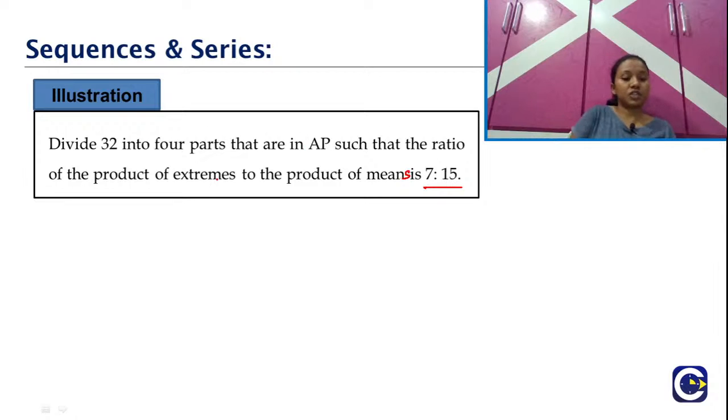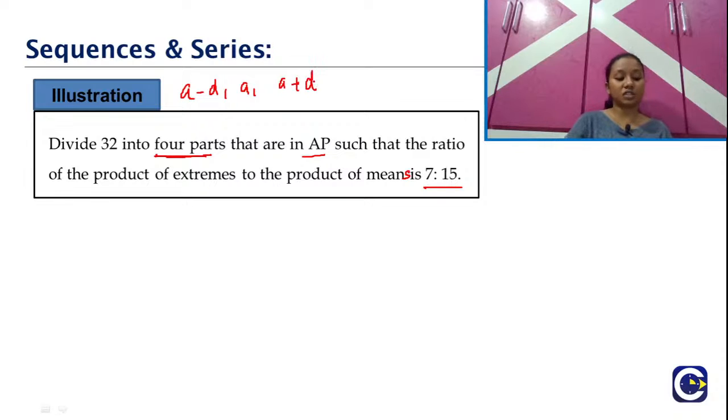So let's read the question. Divide 32 into 4 parts such that they are in AP, such that the ratio of the product of extremes to the product of means is 7:15. So first let's go by the first condition, that is divide 32 into 4 parts. So just now we have seen for 3 parts it will be A minus D, A and A plus D.